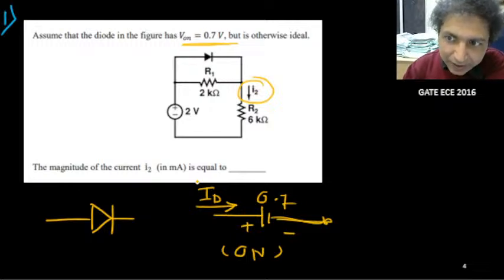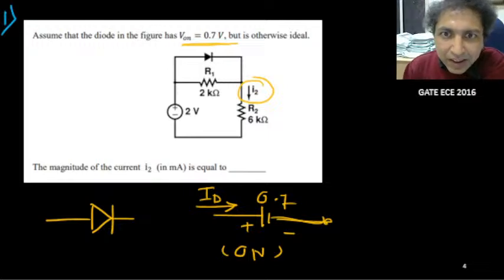First, assume that the diode is on and replace the diode by a constant voltage source of 0.7 volt and calculate the currents, all the currents including the diode current. And then if the diode current is positive, means from P to N, your assumption is correct. Otherwise, your assumption is wrong, the diode is off. Then again, you should resolve the problem considering the diode is off.